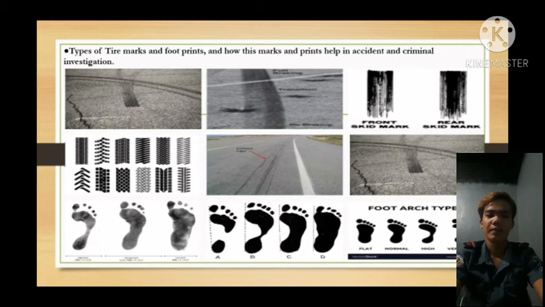Yaw mark, made on the surface by a rotating tire which is slipping over the roadway more or less parallel to the tires. Skids, made by a locked wheel caused by application of the brake. Prints, made by a rolling tire. Scrap mark, left by a wheel locked due to damage. And the types of footprints are flat, normal, high, and very high. It helps accident and criminal investigation.